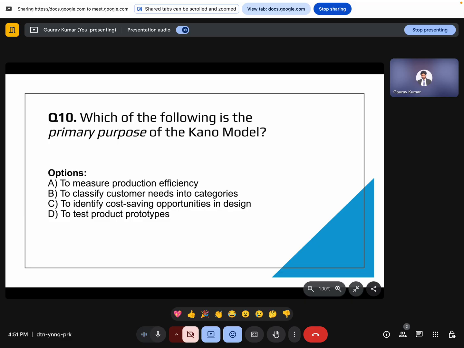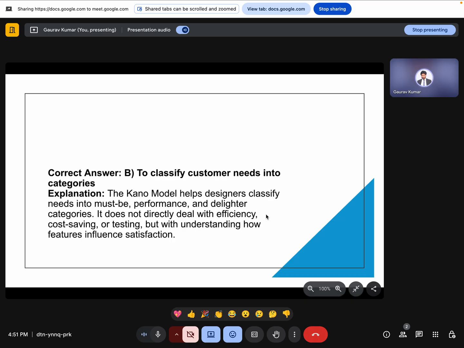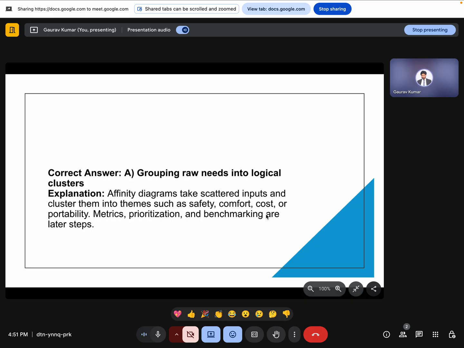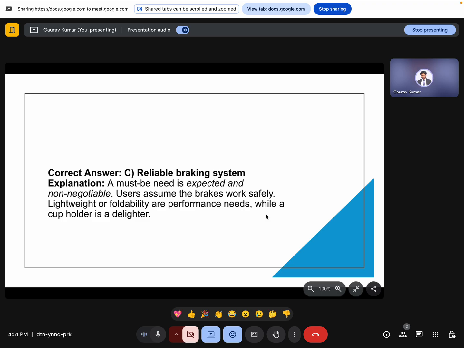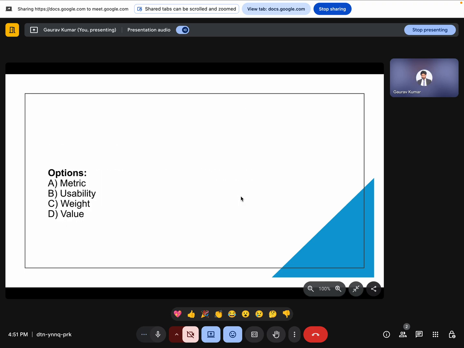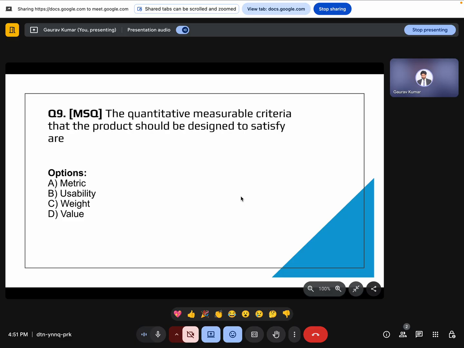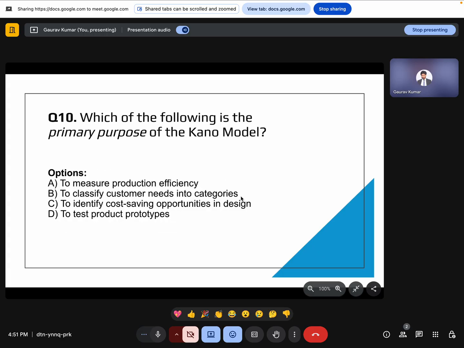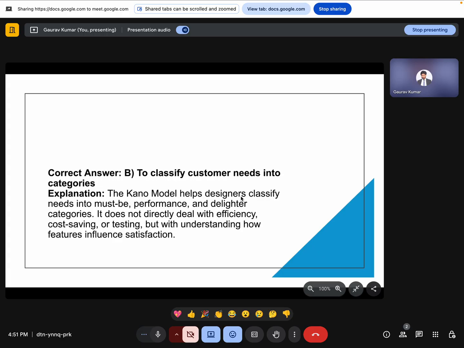Okay, and now you may see the answer and explanation in the next slide. Sorry, there's question number 10. So, just a minute. So yeah, to classify customer needs into categories is the right answer.